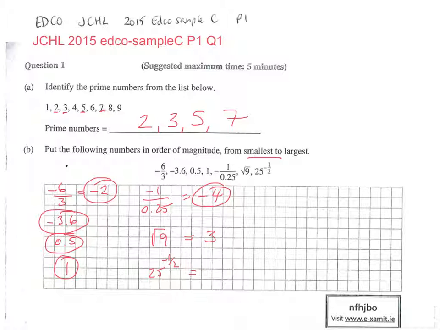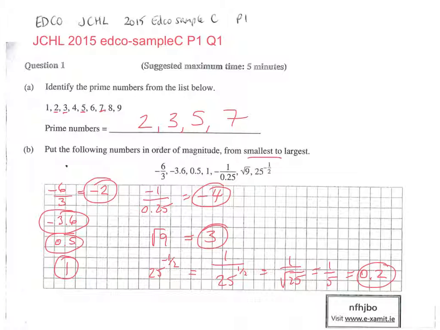The minus index is dealt with by doing 1 divided by the positive version. So 1 divided by 25 to the half, and you should know that to the power of a half is the same as the square root. So 1 over the square root of 25, which works out as 1/5. If you want to write that as a decimal, it's 0.2. So you've got those 7 numbers.